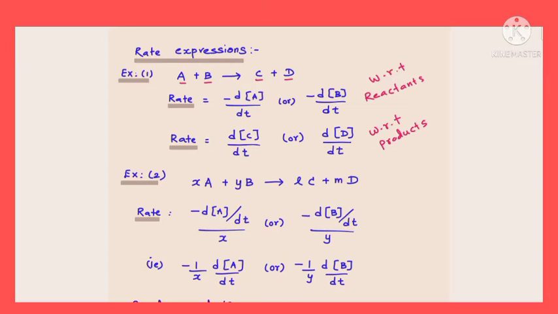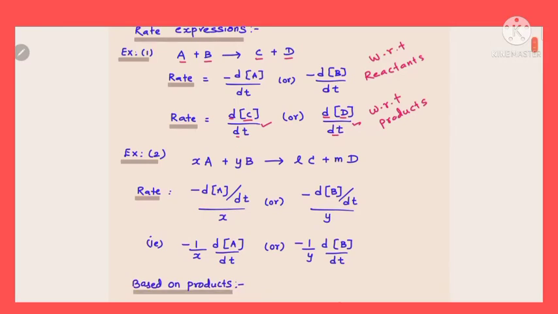For the above reaction, the rate expression is minus dA by dt or minus dB by dt. This is with respect to reactant. With respect to product, rate is equal to dC by dt or dD by dt. That is, change in concentration of substance C divided by change in time, or change in concentration of substance, that is product D, divided by change in time. So this is the first example.